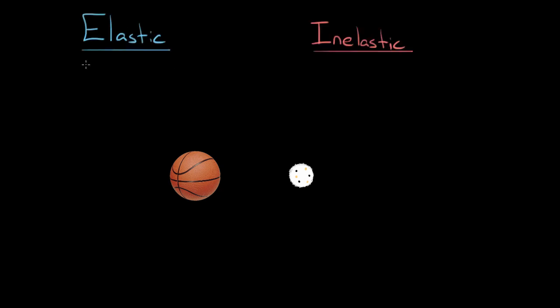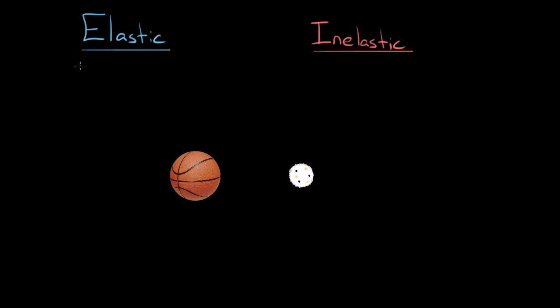Say there's a basketball heading straight toward a scoop of peanut butter chocolate chip ice cream. So these are going to collide. There's different ways you could characterize this collision, but one thing that physicists are almost always interested in is whether this collision is going to be elastic or inelastic.